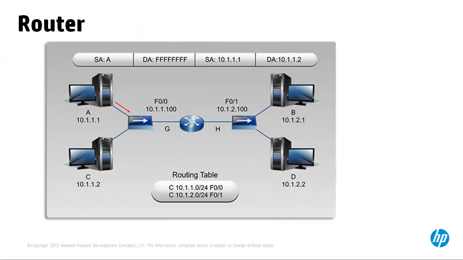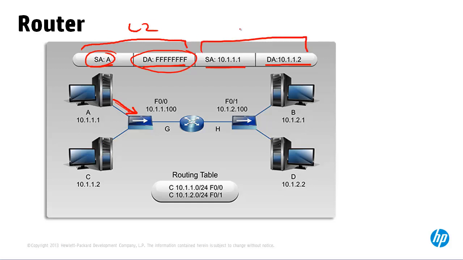An ARP request looks as follows. The source MAC address is A, because the frame has been sent from A. The destination MAC address is a broadcast. A doesn't know who has IP address 10.1.1.2, so an ARP is essentially asking who has this IP address. So the IP address that's being referenced is 10.1.1.2, the source IP address is 10.1.1.1, the source MAC address is A, and the destination MAC address is a broadcast. Just to reiterate, this is layer 2 and this is layer 3 of the OSI model.